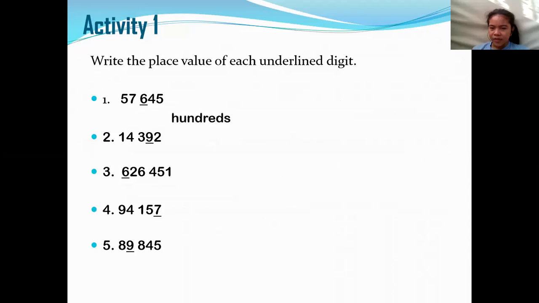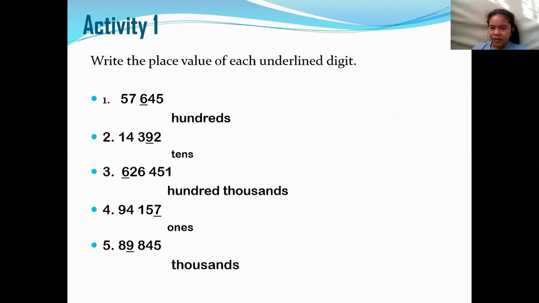Okay, so hundreds. Okay, number 2, 14,392. So 9 is in the tens place. Okay, number 3, 626,451. The underlined digit is 6. So that is in the hundred thousands place. Next, number 4, 94,157. The underlined digit is 7. It is in the ones place. Okay. Next, number 5, the last number, 89,845. The underlined digit is 9. It is in the thousands place.